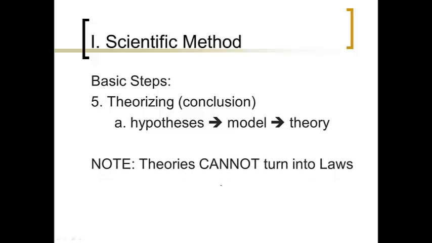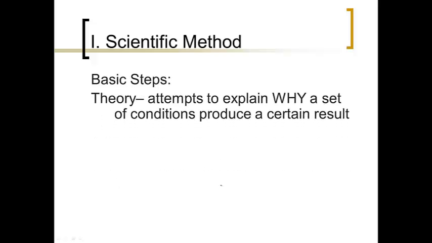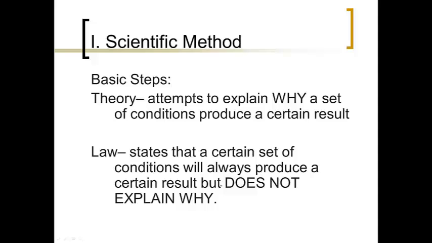Okay. Theories cannot turn into laws for a simple reason. Okay. Why? Simple. Because of what they do. A theory attempts to explain a set of conditions that produce a certain result. Okay. A law states that a certain set of conditions will always produce certain results, but the law doesn't tell you why it does that. The law just says, if you have this set of conditions, this will happen. Okay. It may even show you what the relationship is, but it doesn't tell you why.